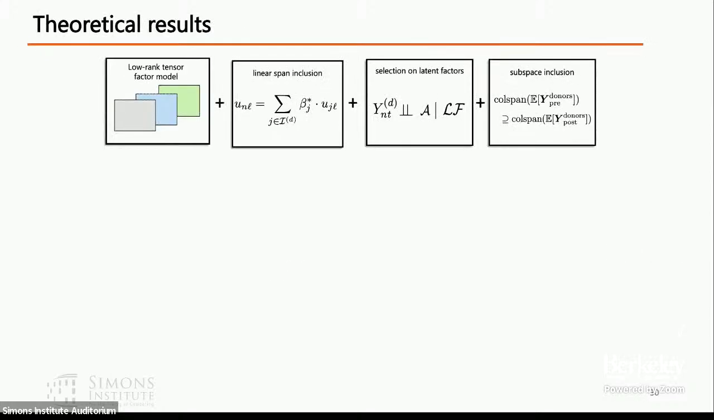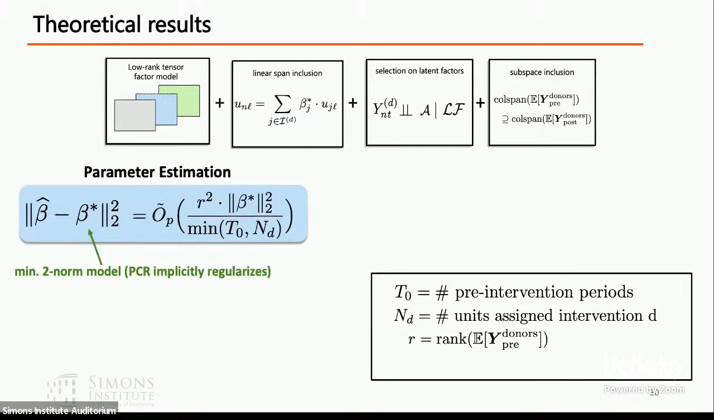So what kind of theoretical results can you show under these four assumptions? The first is parameter estimation. That is, the beta hat you learn from PCR consistently estimates beta star that's induced by the second assumption. In the high dimensional case, there can be many beta stars that are observation equivalent. What PCR is picking out is the minimum 2-norm one, which is unique. In that sense, PCR implicitly regularizes.